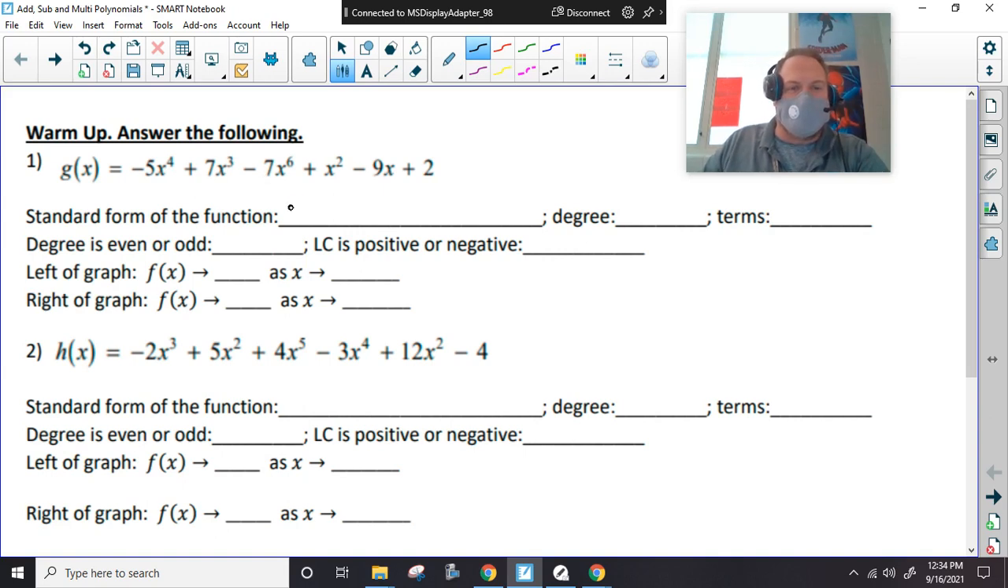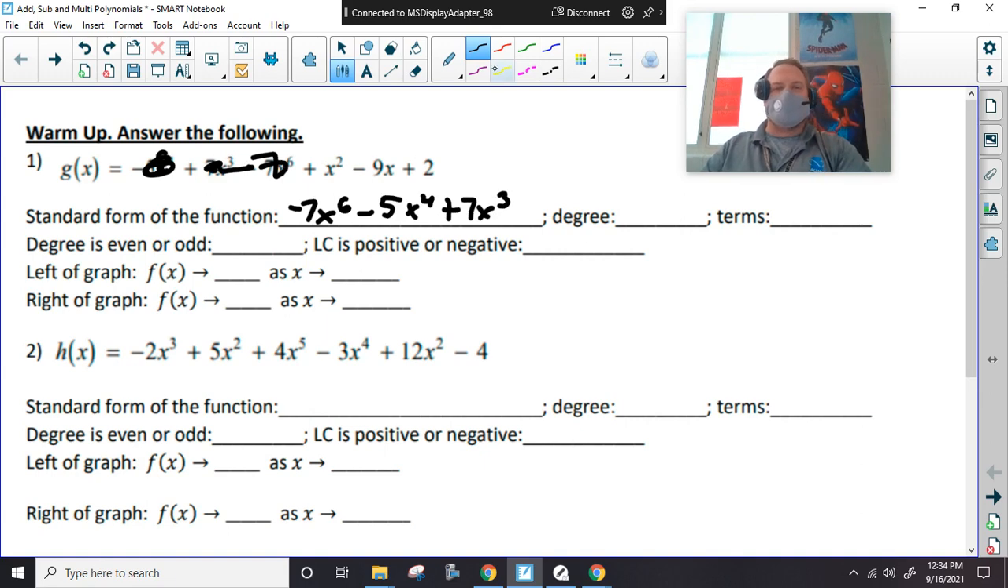So our highest exponent is negative 7x to the 6th, then negative 5x to the 4th, then x to the 3rd. And what's funny is that these last three terms right here are actually in order as we would write them.